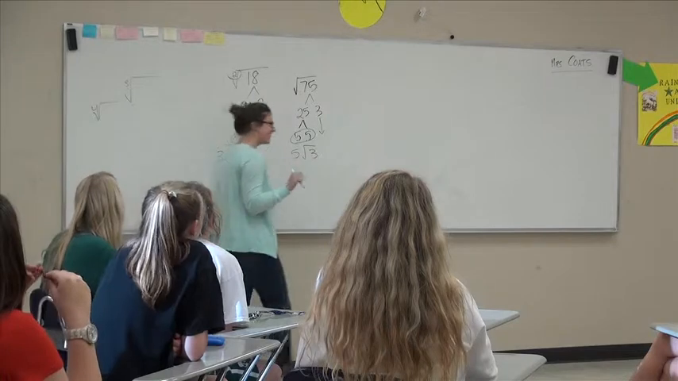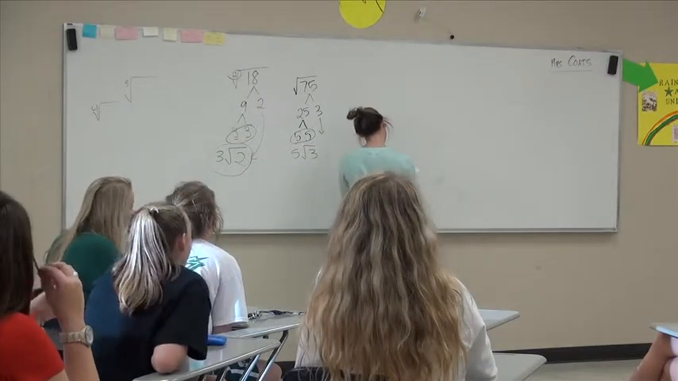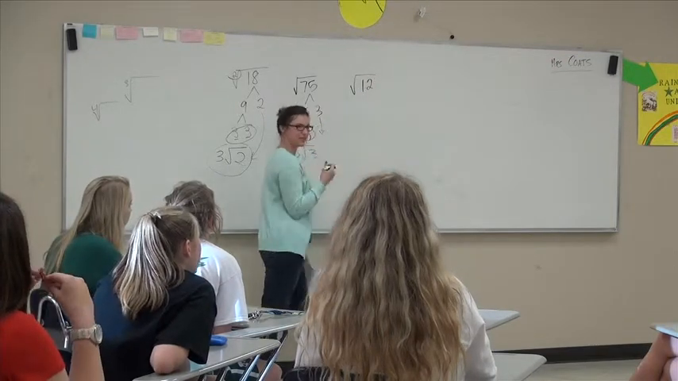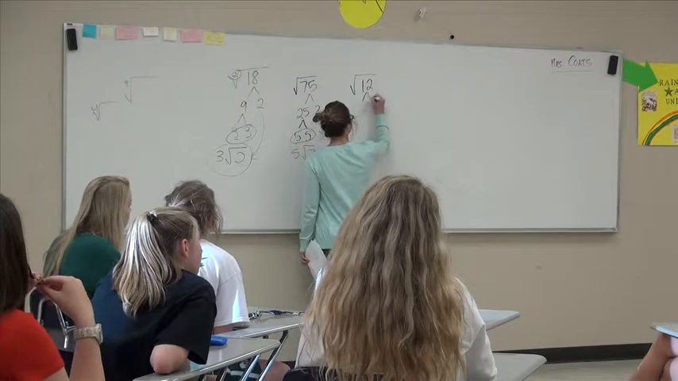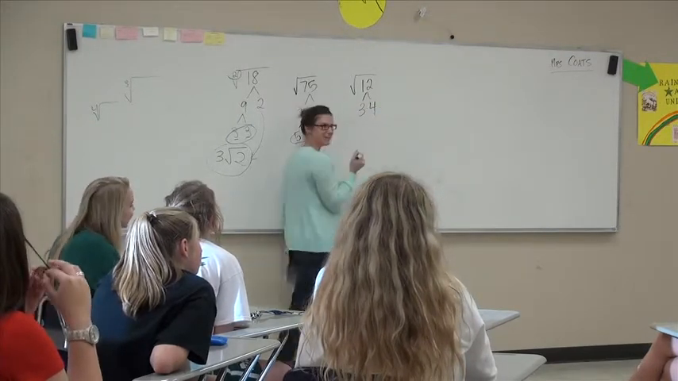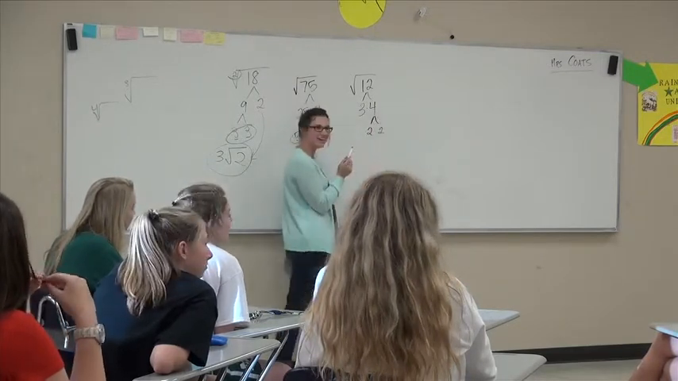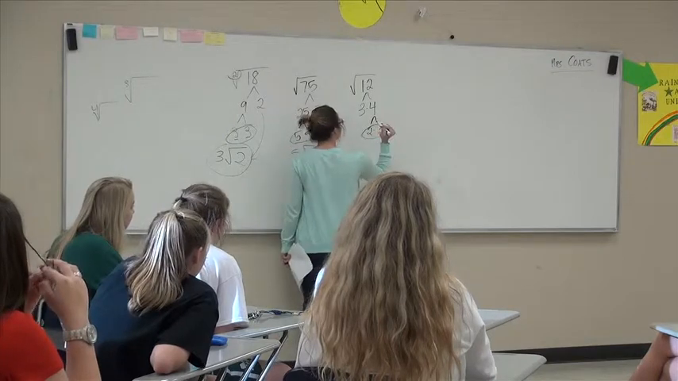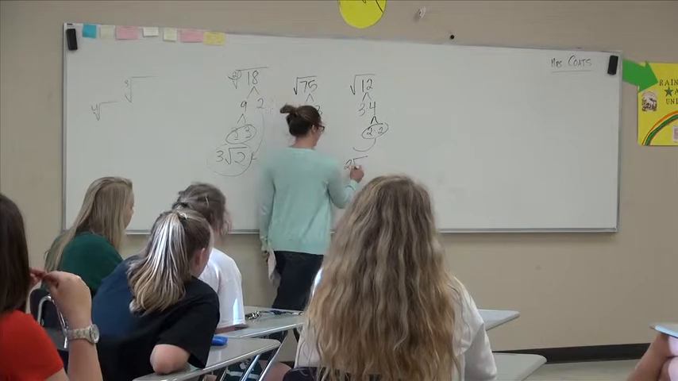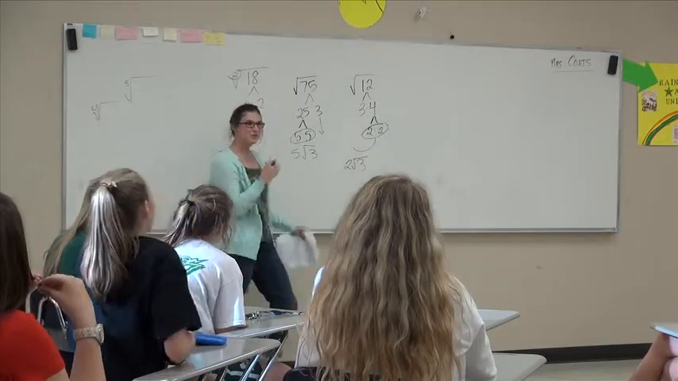Okay, we'll do another one. Square root of 12. What does this factor down to? 3 and 4. 3 times 4. Now 2 and 2. Okay, so we have a pair. Bring that out. So we have 2 square root of what we have left? 3. Don't forget that little symbol. Okay, 2 square root of 3. Is that good on everyone?